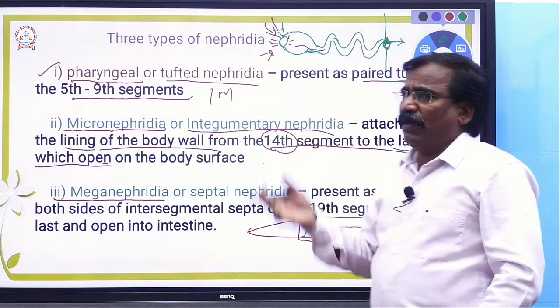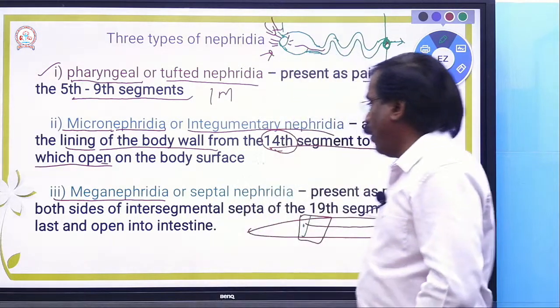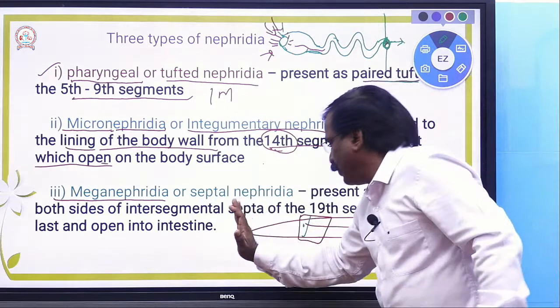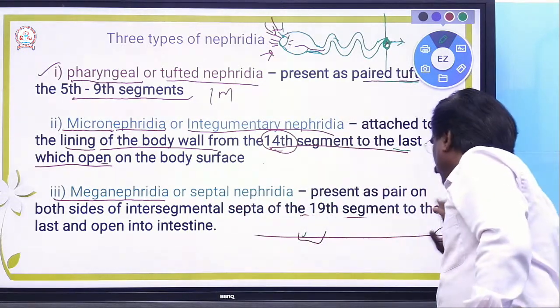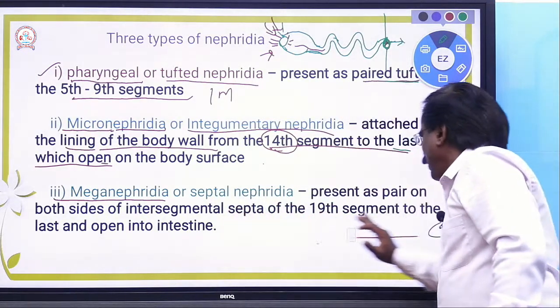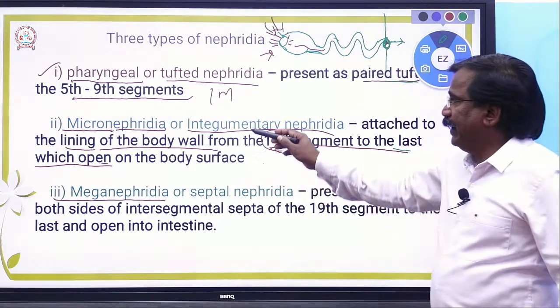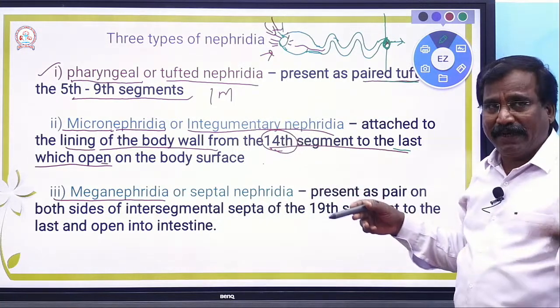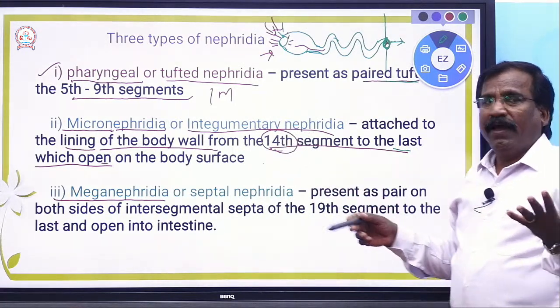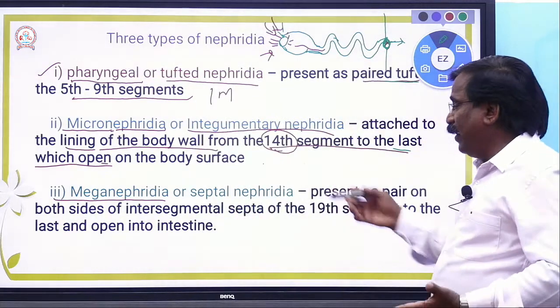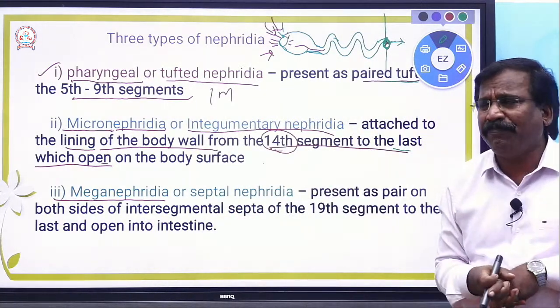Then next is the meganephridia, mega or septal nephridia. Listen, very easy. It is just a name. The integumentary nephridia are found in the integument, the body wall. This is the pharyngeal, the pharynx region. Then the septal nephridia. What is a septum?